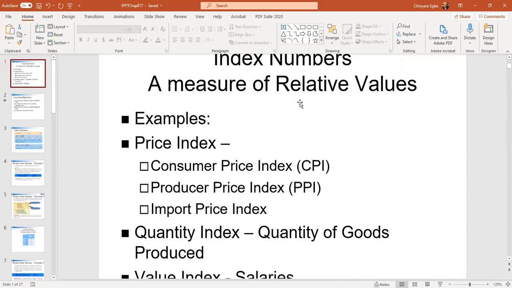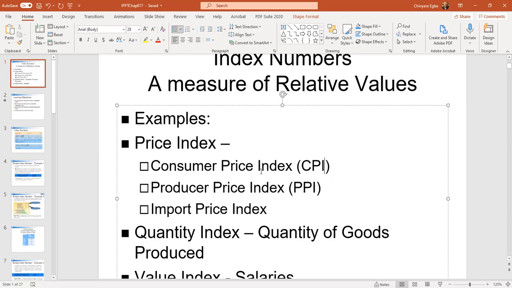Okay, the measure of relative value. For example, a price index. Have you heard about the consumer price index? I think I heard before, but I'm not sure. Okay, well, the consumer price index is reported every day in the news. That is how you measure inflation. I'm sure you have heard about inflation.